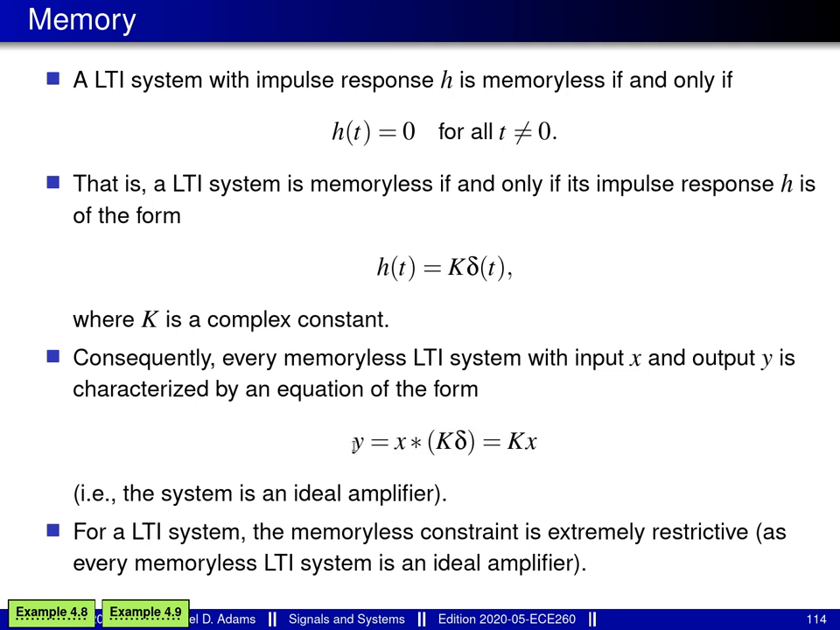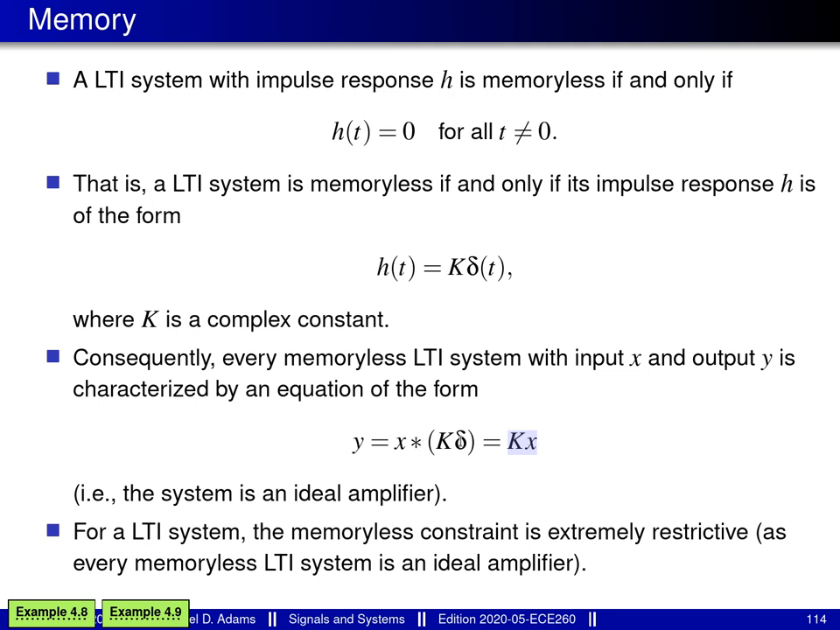We have that y, the output of the system, is equal to x, the input of the system, convolved with the impulse response. And what we're saying is if the system is memoryless, the impulse response has to look like this. And we can simplify this expression here because we can observe that convolution is just an integral, so we can pull this constant k out of the integral. And when we do this, what we're left with is x convolved with delta, but because delta is the convolutional identity, we simply get x. So this whole expression here just simplifies to k times x.